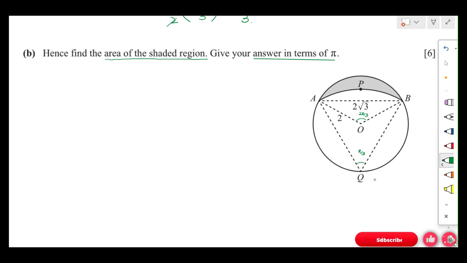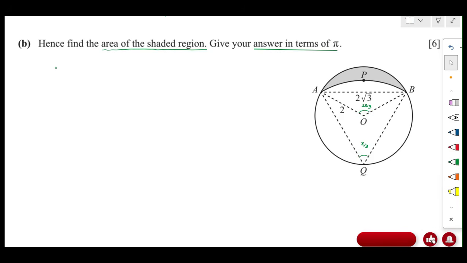So we have a circle. This is the circle, center is O, and A, B, and Q lie on the circumference of the circle. This point P, this is another circle with the center Q. Okay, so what does this mean? How do we figure out the area for the shaded region?